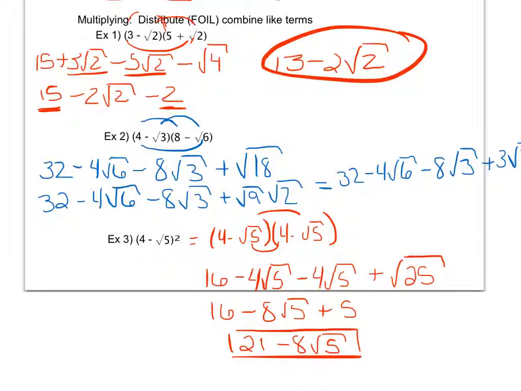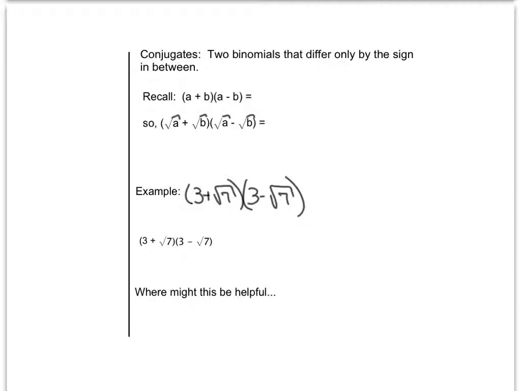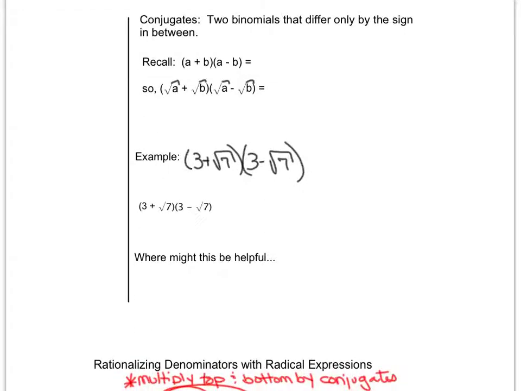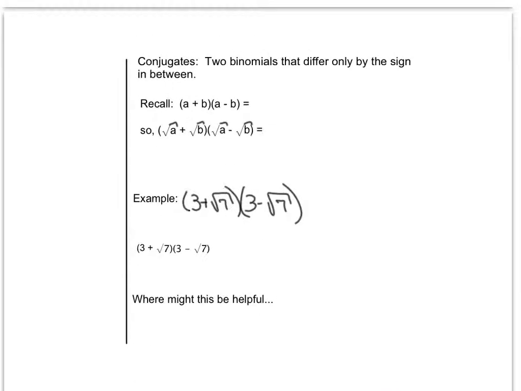One last thing along the same lines as multiplying. We have something called conjugates. Conjugates are two binomials that differ only by the sign in between. So for example, a plus b and a minus b would be considered conjugates. And if you remember back from when we talked about factoring, what happens when I multiply a plus b and a minus b? Well, don't I just get a squared minus b squared?